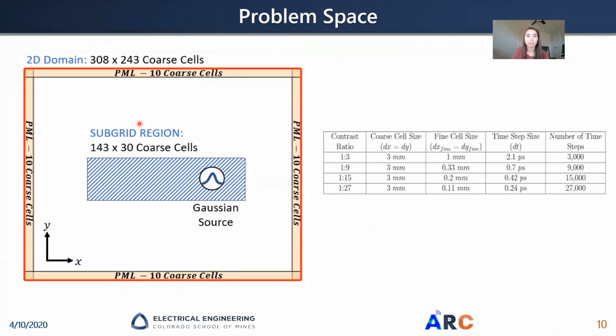So the domain we see over here is going to be 308 by 243 coarse cells with 10 layers of PML on each side. And then here we have a Gaussian source in the domain and a subgrid region surrounding that Gaussian source made up of 143 by 30 coarse cells. And for each contrast ratio, we can see this fine cell size decreases. So this grid right here is going to become denser and denser as we increase the contrast ratio, but it's going to remain a consistent coarse cell size.